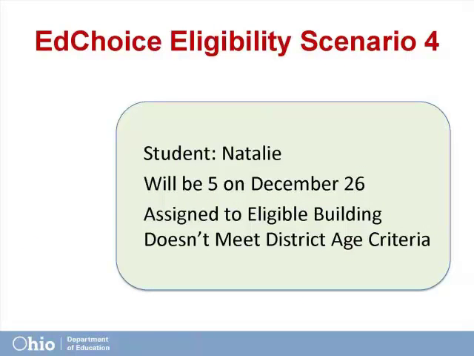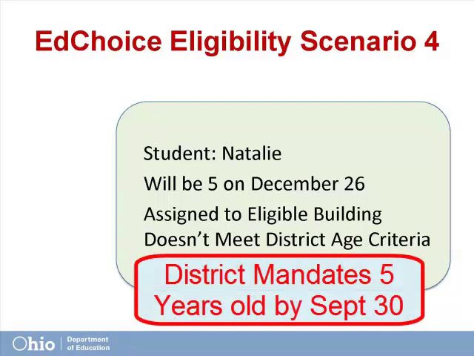Our next example is Natalie. She is an incoming kindergartner that is 4 years old and her birthday is on December 26th. Her residence suggests that she would be assigned to an eligible school building. But her public school district mandates that she be 5 years old by September 30th to enroll in kindergarten.